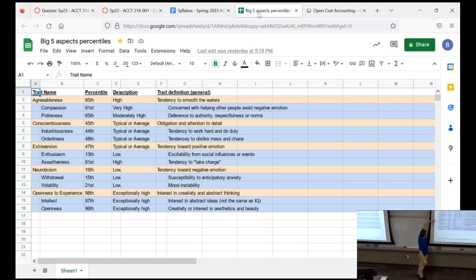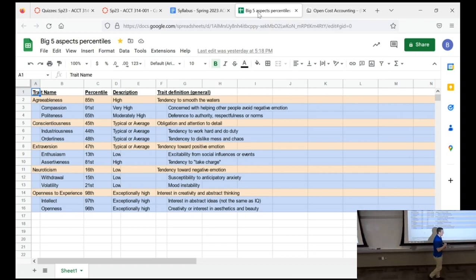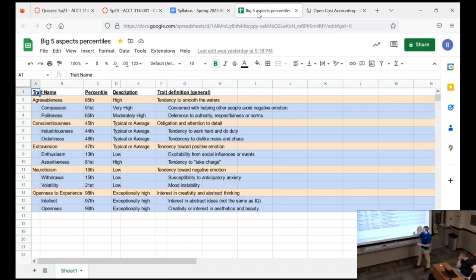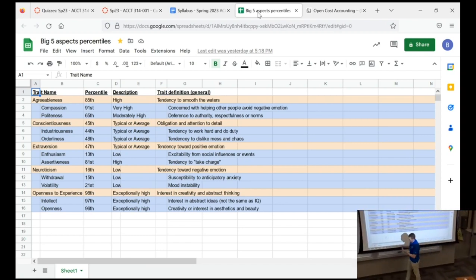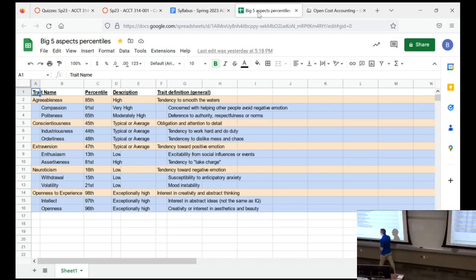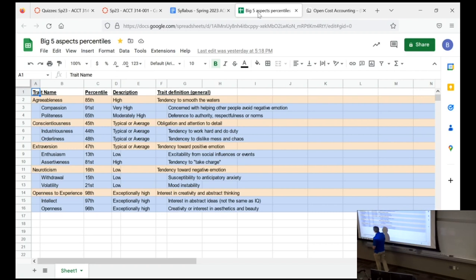They're in alphabetical order here. Agreeableness basically means the tendency to smooth the waters, to look out for the other person's interest, to be other-regarding, pro-social, things like that. When I took the Big Five personality test, I ended up in the 85th percentile of agreeableness. So I tend to be pretty high in agreeableness.